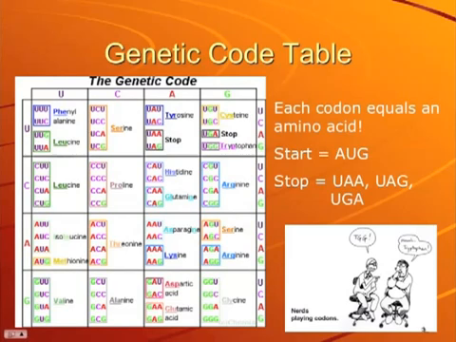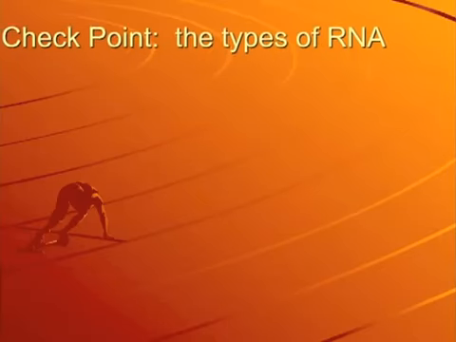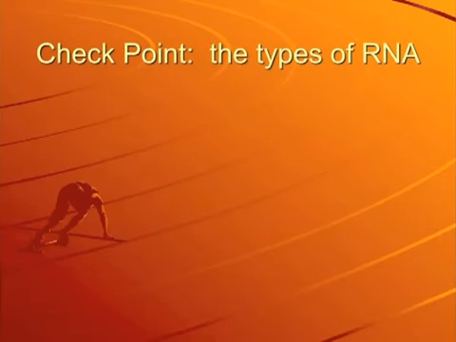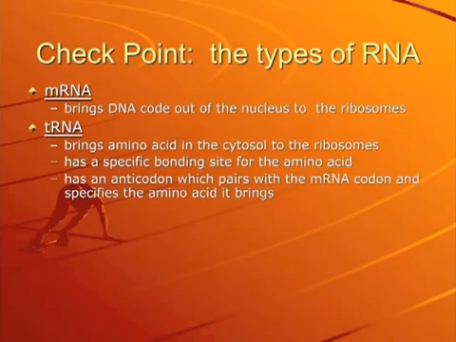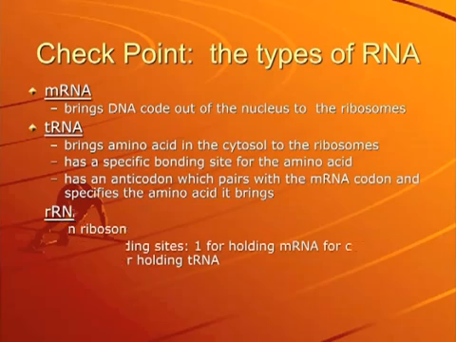So now, before we get into the actual translation, I'm going to review the types of RNA. First, the mRNA brings the DNA code out of the nucleus to the ribosome. Then tRNA brings amino acids in the cytosol to the ribosomes, because it has specific bonding sites for your amino acids and has the anticodon that pairs up with the mRNA codon for a specific amino acid. And then the rRNA is found in your ribosome.